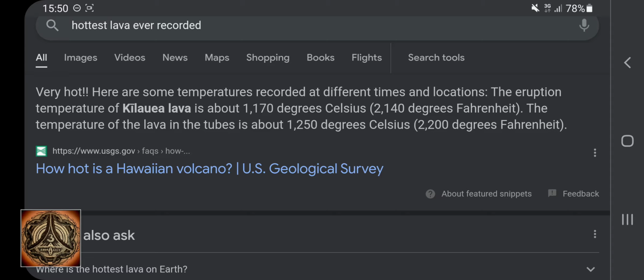Hottest lava ever recorded. I just googled that, and the first thing which came up was from the USGS. Very hot. Here are some temperatures recorded at different times and locations. The eruption temperature of Kilauea is about 1,170 degrees Celsius, 2,140 degrees Fahrenheit. The temperature of the lava tubes is about 1,250 degrees Celsius.